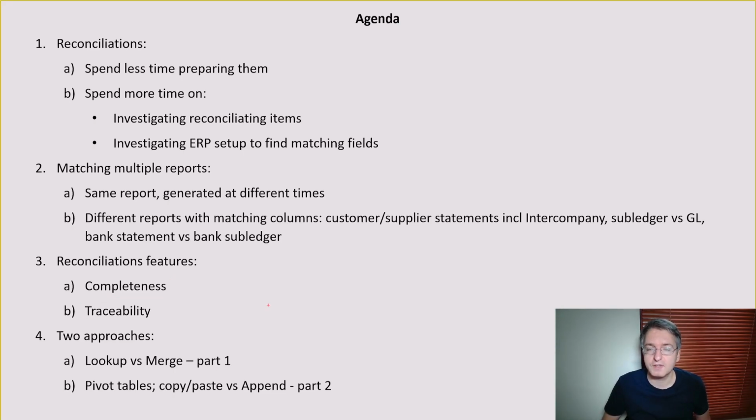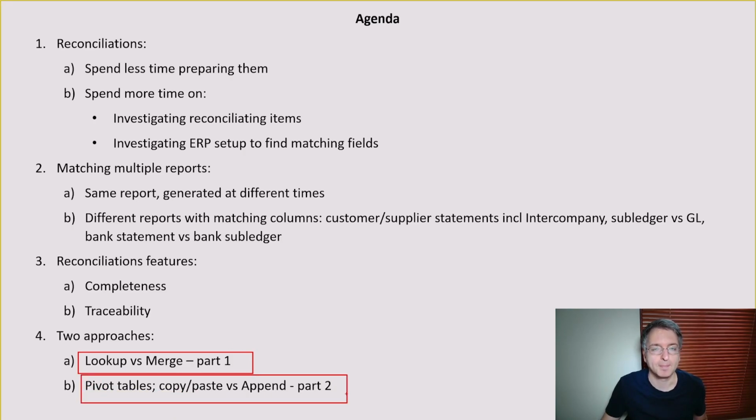I'm going to show you two different approaches to reconciliation. The first approach here is comparing lookup in Excel with merge in Power Query. This approach focuses on exactly what it says, doing lookups between multiple reports and highlighting the differences. The second approach here is focusing on combining all the reports into one big report and highlighting the differences in a pivot table. So we're going to be looking at the append function in Power Query versus using copy and paste to combine all those reports.